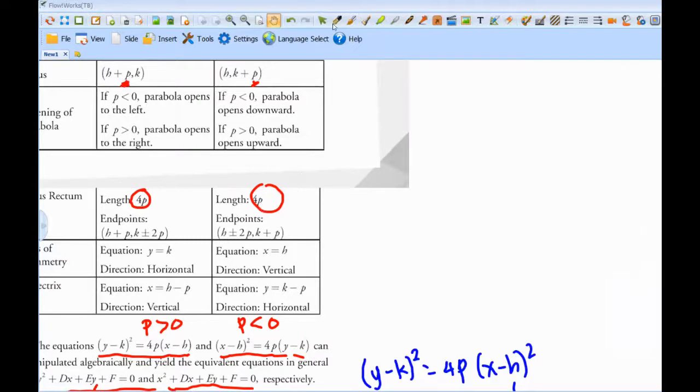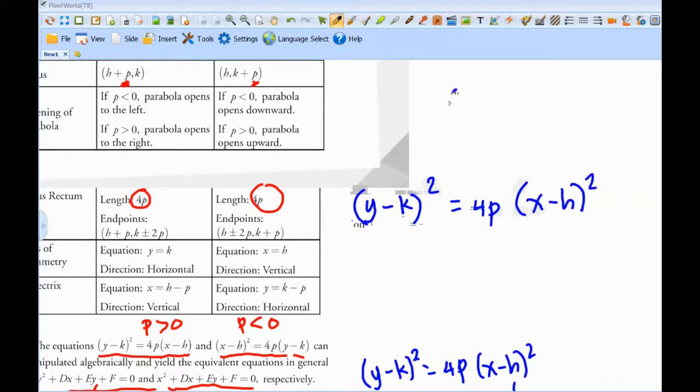Okay, so this is our y minus k squared equals 4p times x minus h. So we have our center at h, k. What was it?